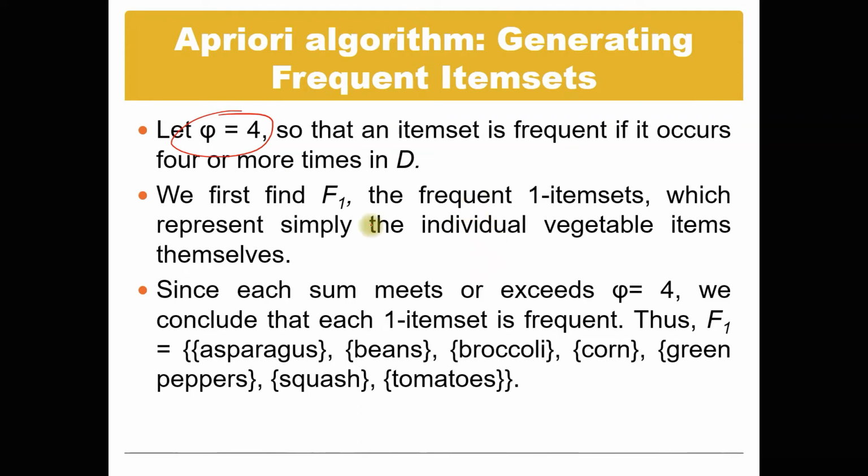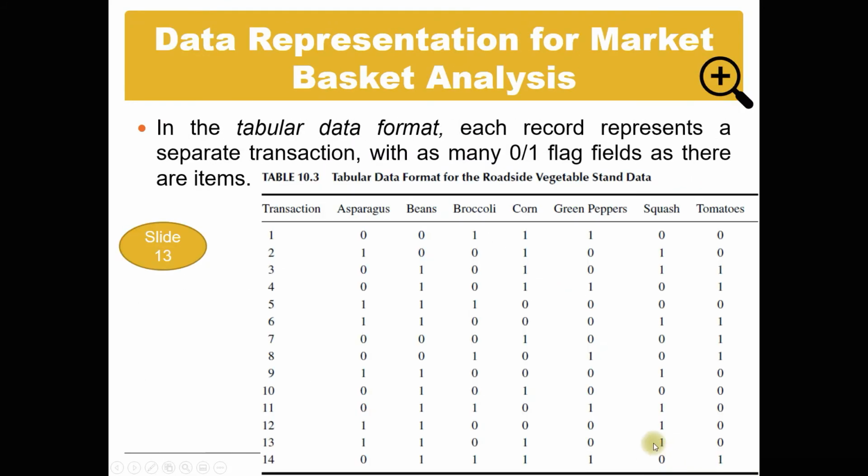Let's start talking about the first frequent one-item set, that is F1. Now, to start with, what we need to do is look at how many times each of these occurs on its own. For example, asparagus is 1, broccoli is 1, and so on. Do they appear at least 4 times each on their own? For example, if you look at asparagus, how many times does it appear? 1, 2, 3, 4, 5, 6. So it's already crossing that threshold, so it will be part of our F1.